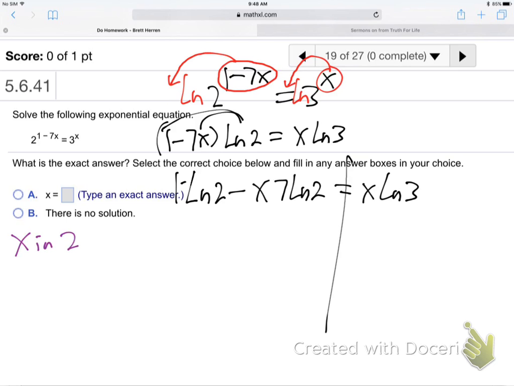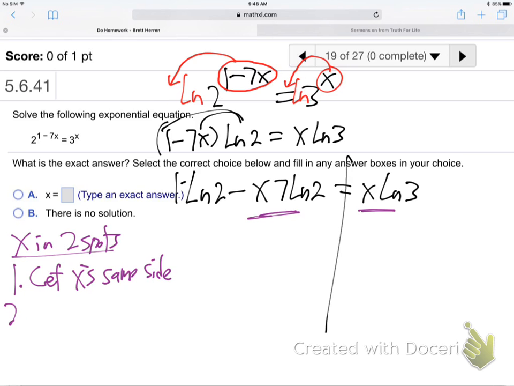So let me just say it this way. When x is in two spots, notice I'm always pulling out a recipe, right? At this point, you're supposed to look and identify a certain kind of question, x in two spots, and then have a recipe for handling that. X in two spots, number one, get x's on the same side. Step two, factor out x and divide. So that's what we did back with the inverse functions.